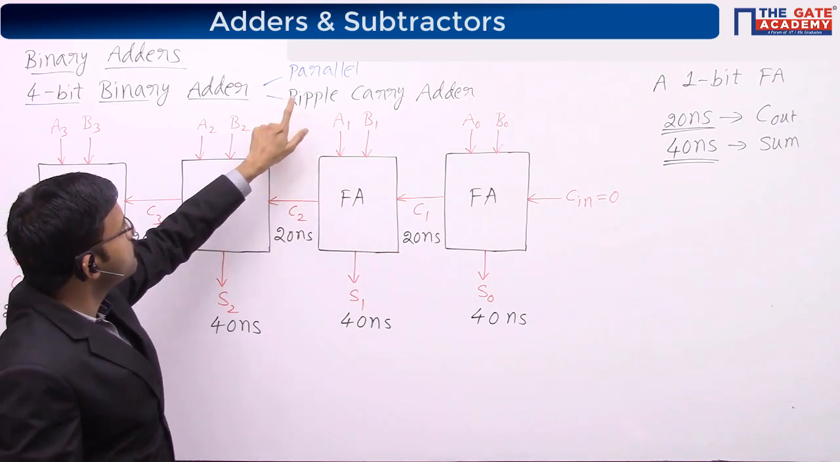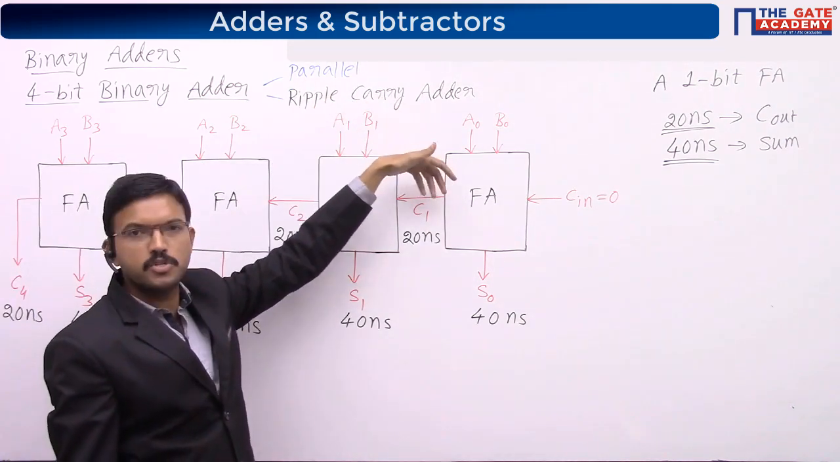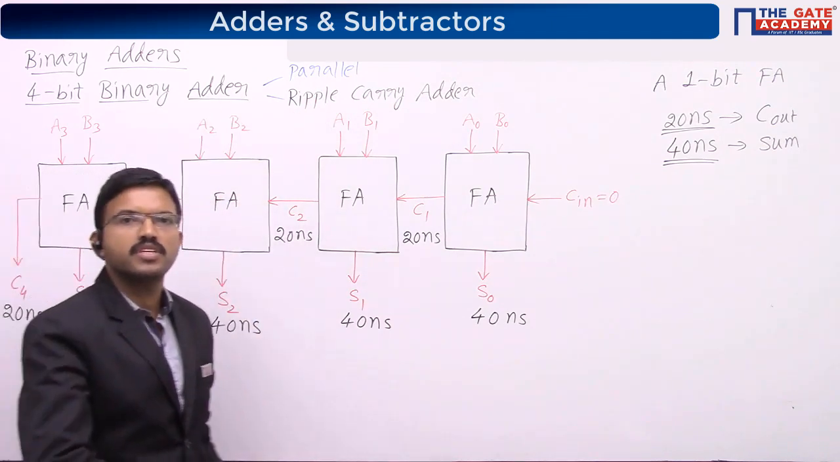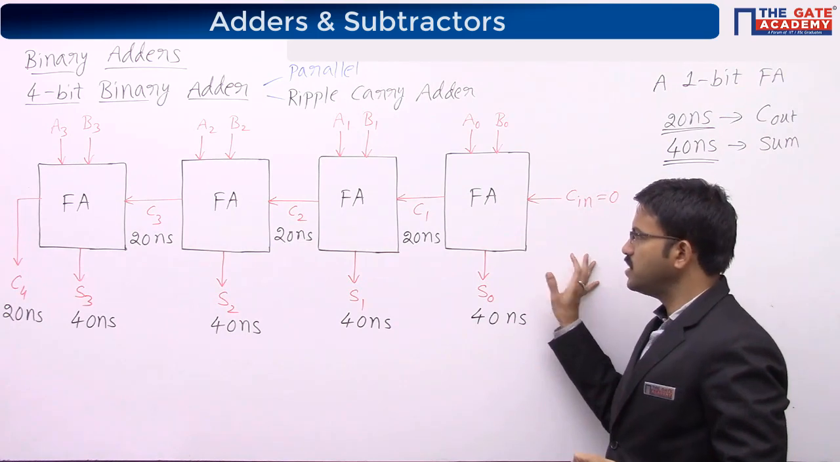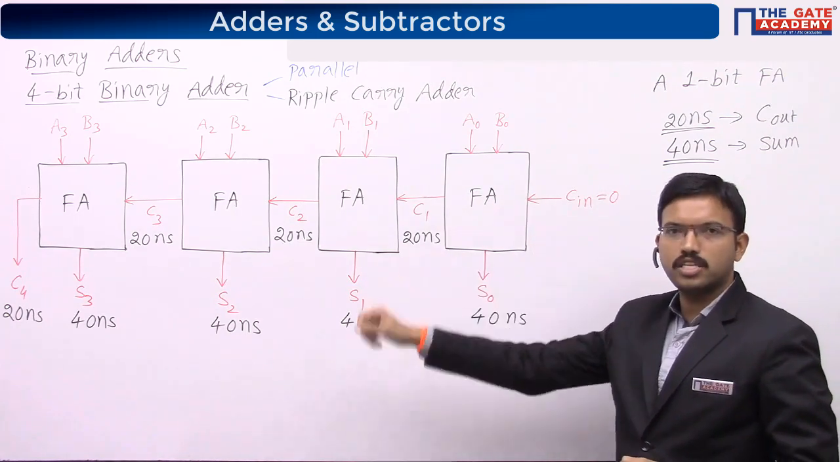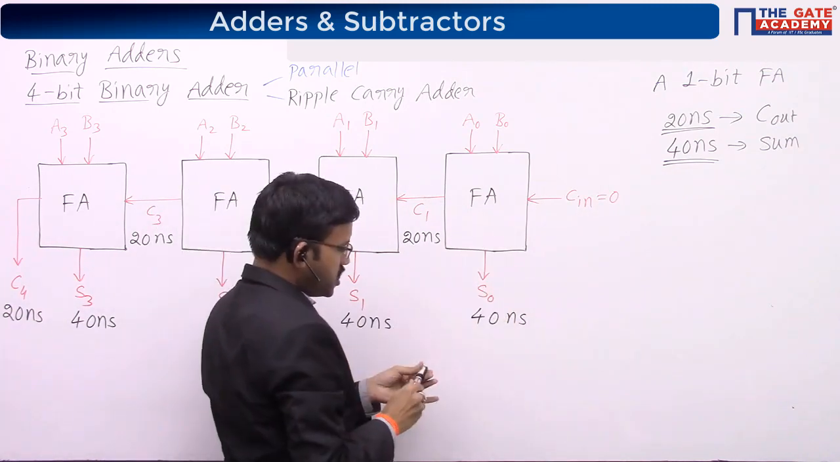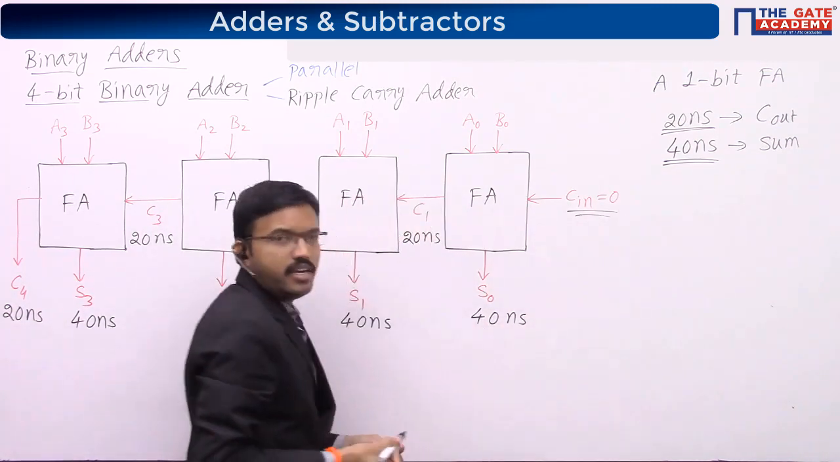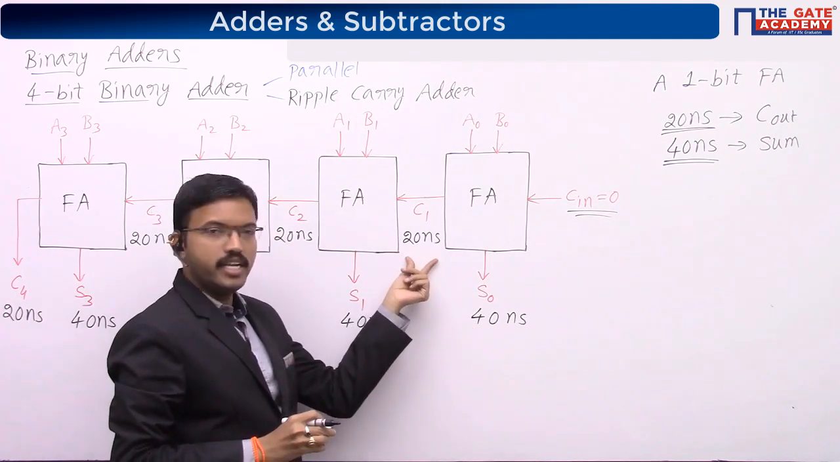That's why I have given the word parallel binary, 4-bit parallel binary, because we are giving the inputs of A and B parallelly. At the same time we can give. Now the question is for worst case. That means carry has to propagate through all the stages. Okay, now see this particular full adder, initial carry is 0, right? So for producing sum it takes 40, for producing carry it takes 20.